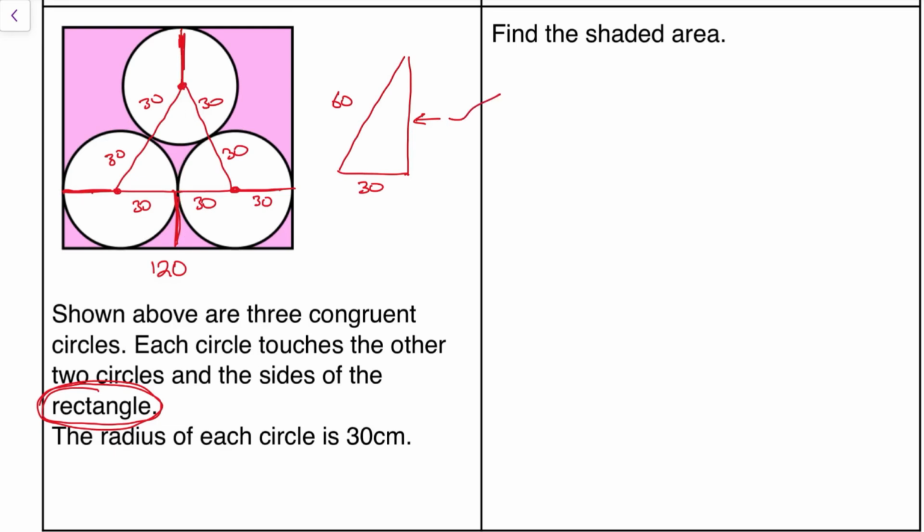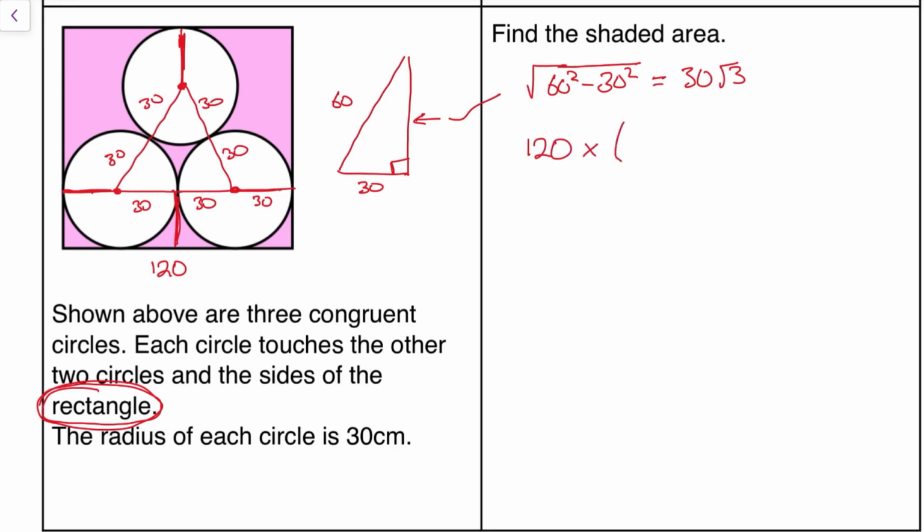So the height of my triangle is going to be the square root of 60 squared minus 30 squared. In other words, hypotenuse squared minus the other one squared, which is equal to 30 root 3. Now, I didn't actually read the rest of the question, did I? So the question says, find the shaded area. Now my approach is going to be work out the big rectangle and then take away 3 circles. So the area of the rectangle is going to be 120, the width, times the height.